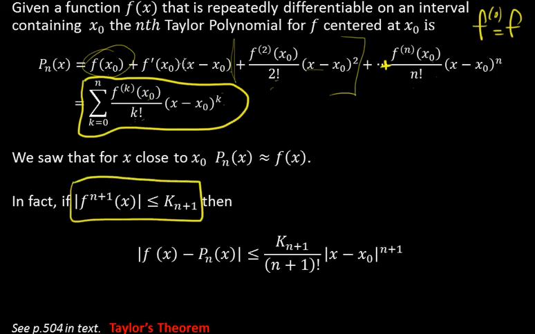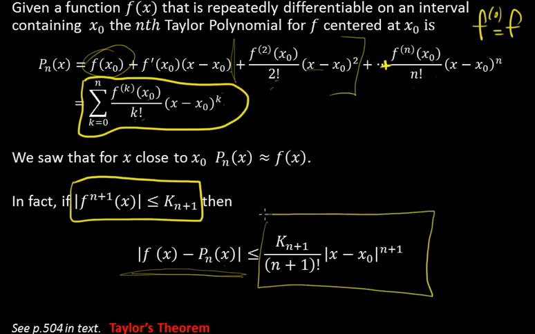If the next derivative, for example, if you're just going out to the quadratic approximation, this would be the third derivative. Or if you were going out to the cubic approximation, we'd look at the fourth derivative. If that function is bounded on the interval that you're estimating over, if the next derivative is bounded by some number, here k sub n plus 1 means the bound on the n plus first derivative, then the error committed, the absolute value of the difference between f of x and its nth Taylor polynomial at x, will be less than this.